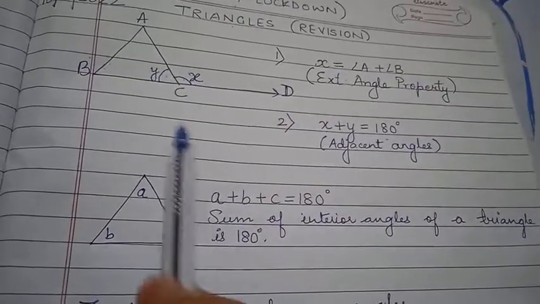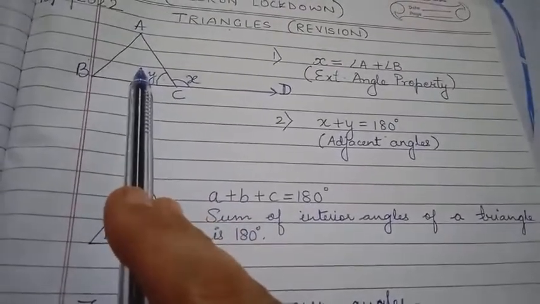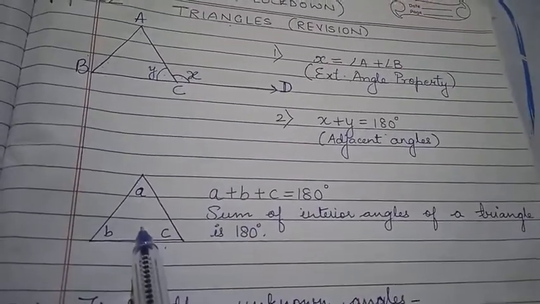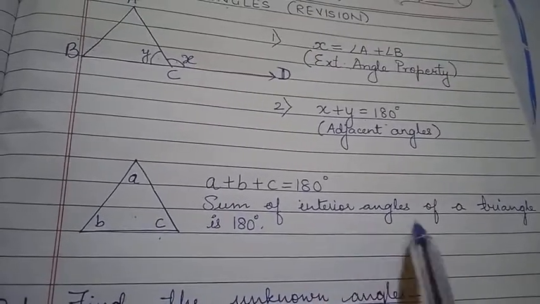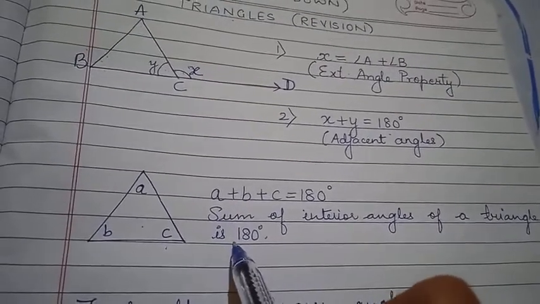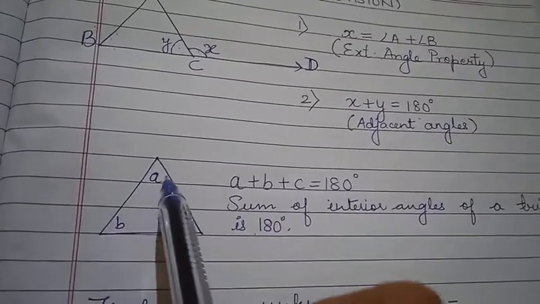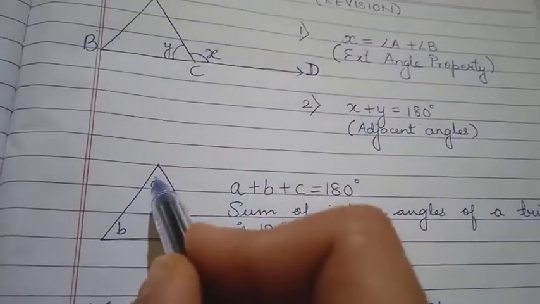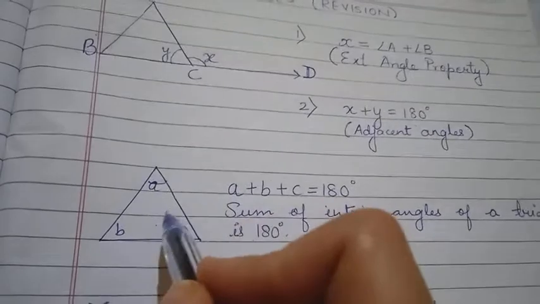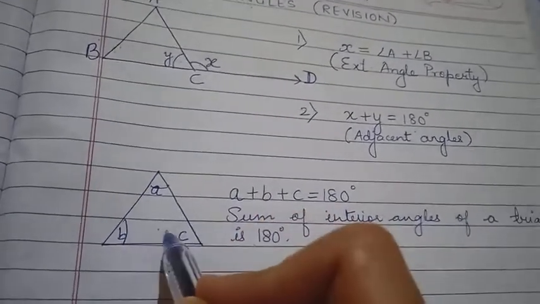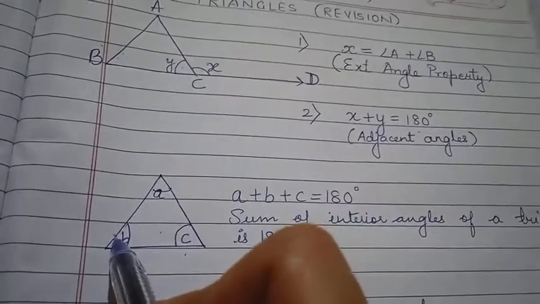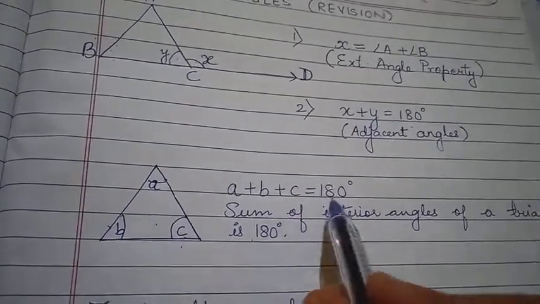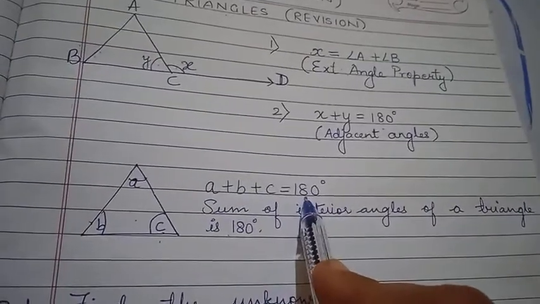Now a triangle is given. Any type of triangle can be given. I can use this triangle also, but here I have taken specially this triangle. What is the property? The sum of interior angles of a triangle is 180 degrees. These are the interior angles: angle A, angle B and angle C. So angle A plus angle B plus angle C is equal to 180 degrees.